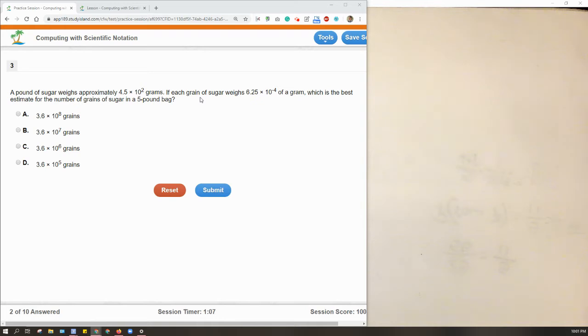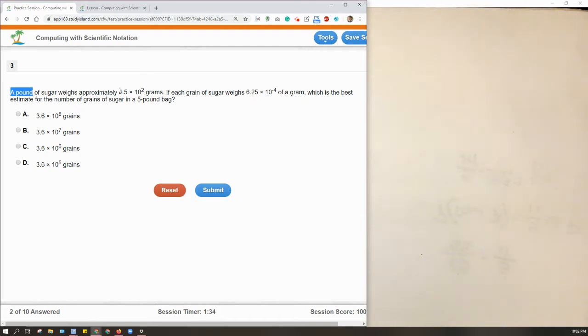Now, this seems like a confusing problem, but it's something simple that you've actually been doing since elementary school. It says a pound of sugar weighs this much, each grain of sugar weighs this much. So, how many grains of sugar are in the bag? And then we want a 5-pound bag. So, we multiply by 5 because we start off with just a pound. That's a 1-pound bag.